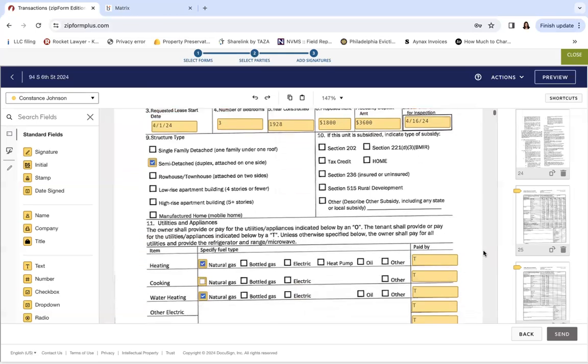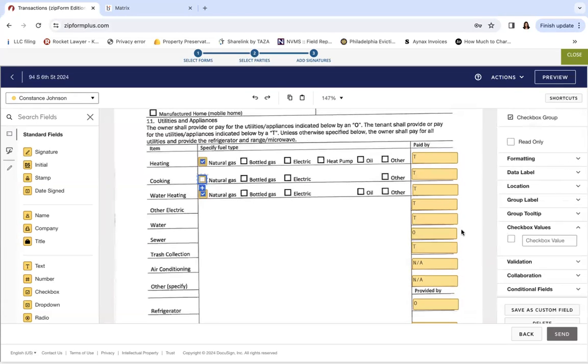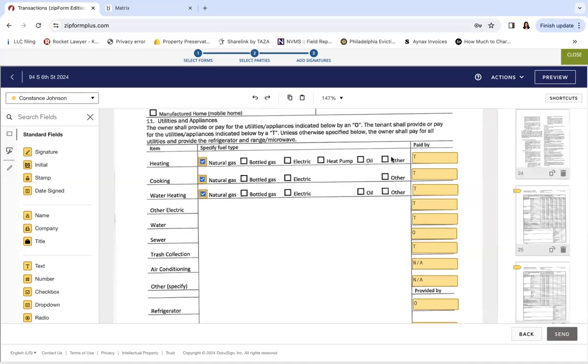And then we're going to go down to 11. 11 asks about the utilities and appliances. We're going to say that the tenant pays for heating, cooking gas, water heating, and we put a T here for tenant. If the owner pays for heating, cooking, and water, you'll put an O here. Other electric is also the tenant for this particular property. Water is also the tenant.